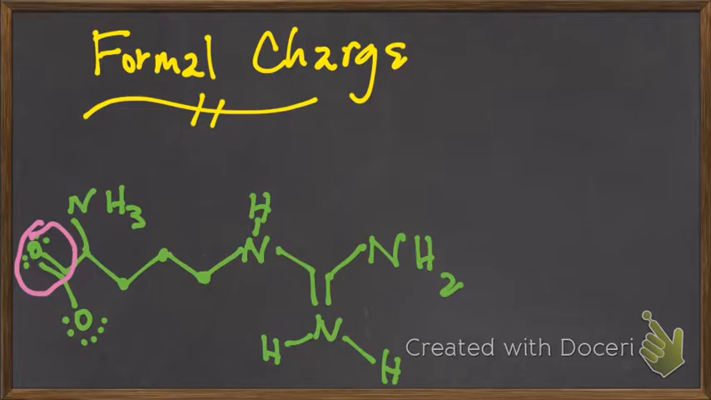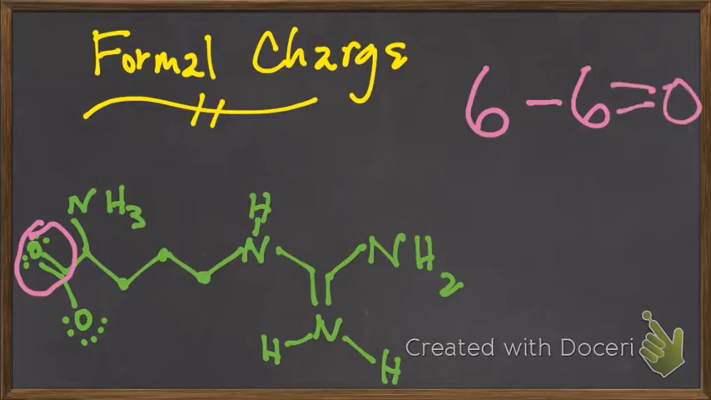We want to see how many electrons it owns by itself, and that's 4. 4 lone electrons plus 2 bonds it makes would be 6. Now, oxygen is located in the 6th column of the periodic table, so that means it has 6 valence electrons. So therefore, this oxygen is neutral.